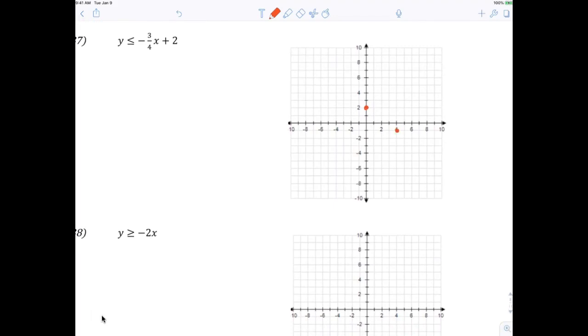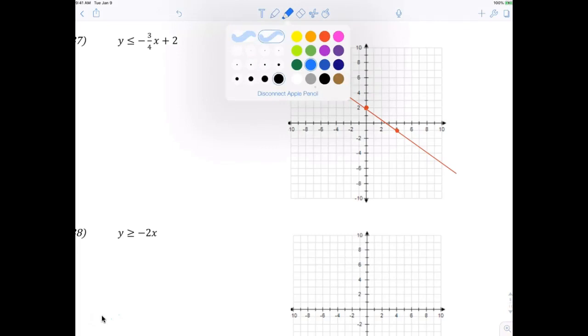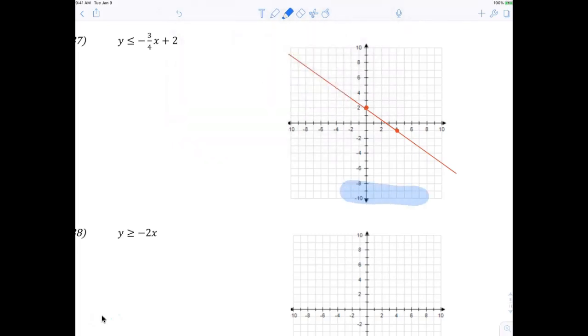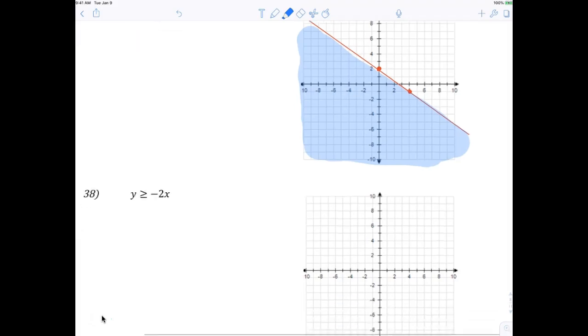Is it a solid line or a dotted line? Solid, because it's equal to. All right, so let's do that. Now we have to shade. Are we shading above or below? Less than, so we'd be shading what? We'd be shading below. That's pretty easy, right? Any issues on that? All right, let's check out 38.